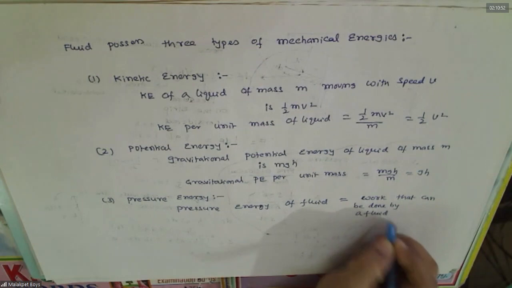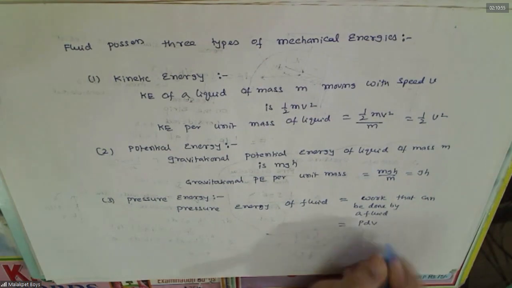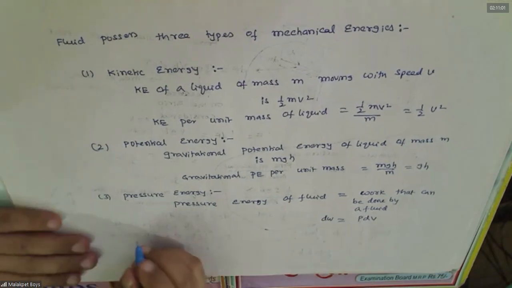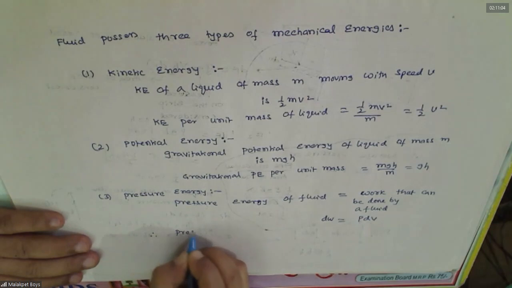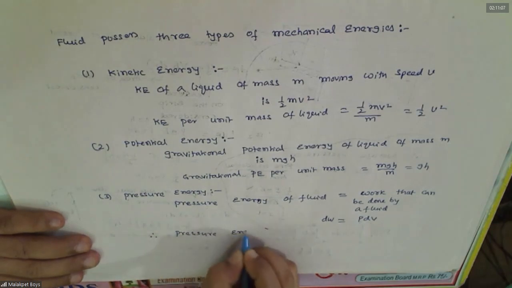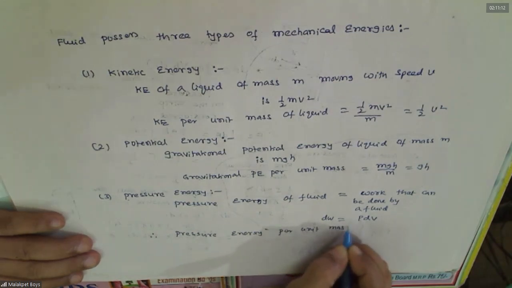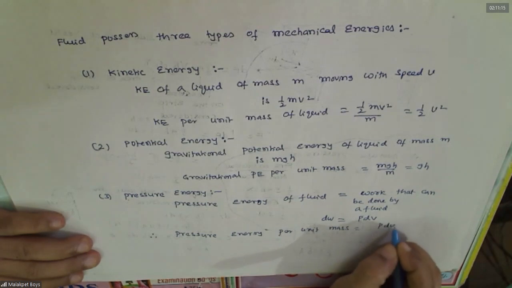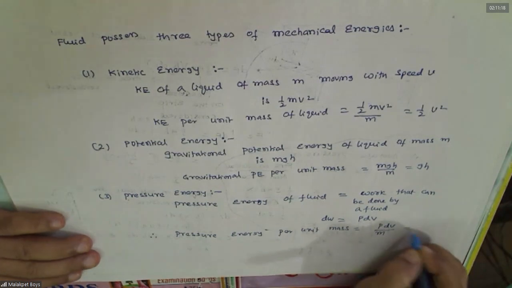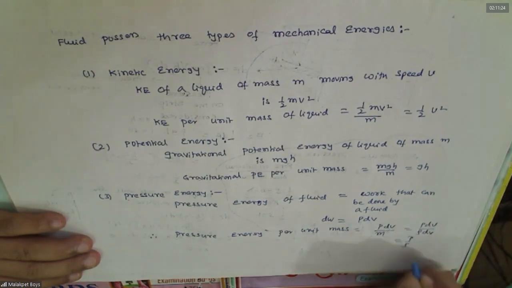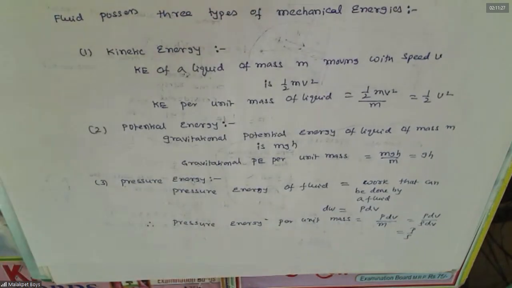What is the work done by a fluid? Remember, long back you learned, no? dW equals p dV. Agreed? Yes, sir. Unit mass you want, p dV by mass. What is mass? Density into volume, no? P by rho, no? So these are the three energies possessed by a fluid. Understood this? Any doubt is there?